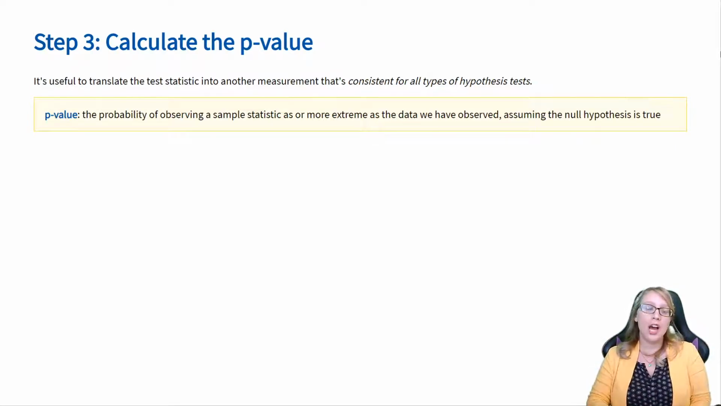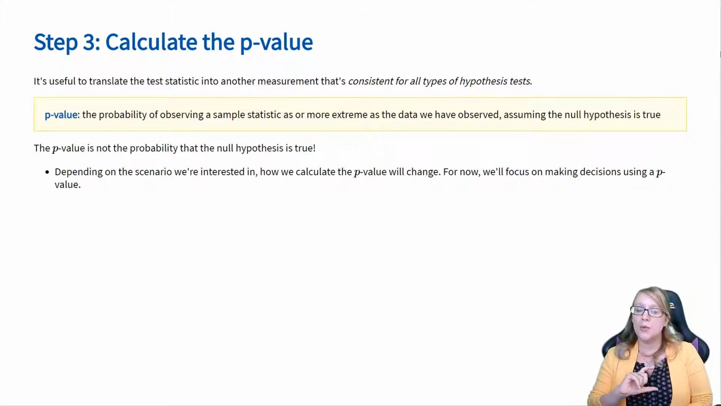So whatever technique we use to calculate this test statistic, we will then translate into a more consistent measure. A measure of the strength of evidence that is consistent from one type of hypothesis test to another is something called a p-value. What this p-value tells us is the probability of observing a sample statistic as or more extreme as the data we have collected, assuming the null hypothesis is true. In other words, what's the probability that we would get a sample even more unusual than the one we observed, assuming the null hypothesis is true?